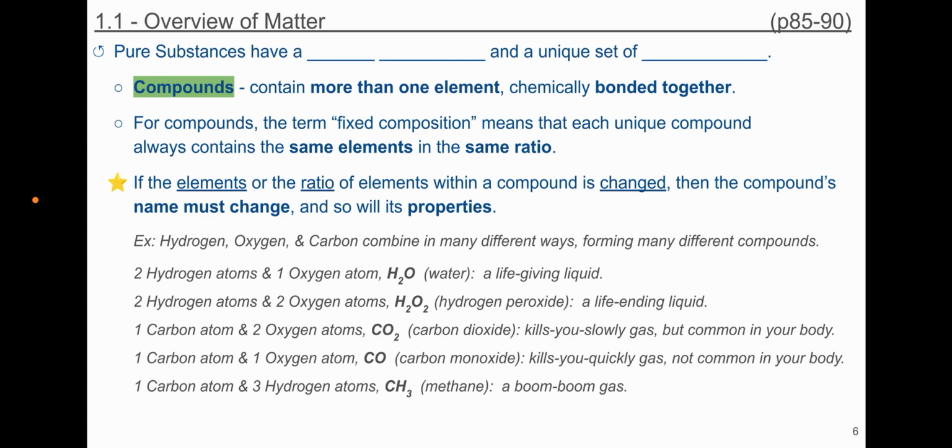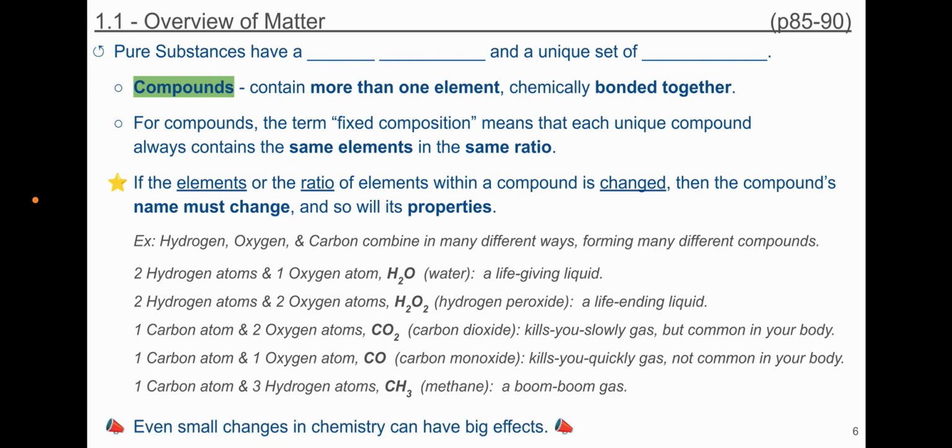One carbon atom and three hydrogen atoms, now we're talking about a different type of gas. We're talking about something that's explosive. We're talking about something that's flammable. And so I hope you can see that just a little change in the element or the ratio of elements can mean drastic changes in the actual compound we are discussing.